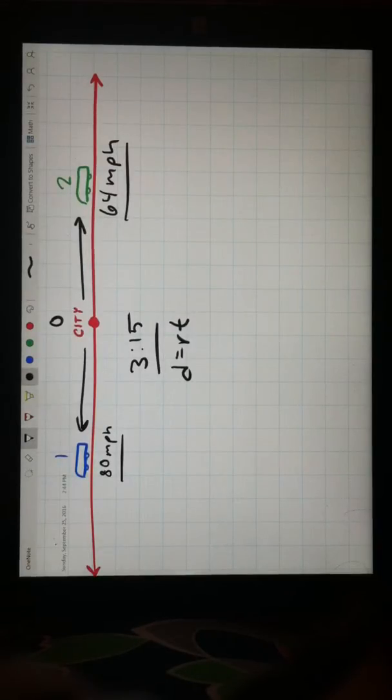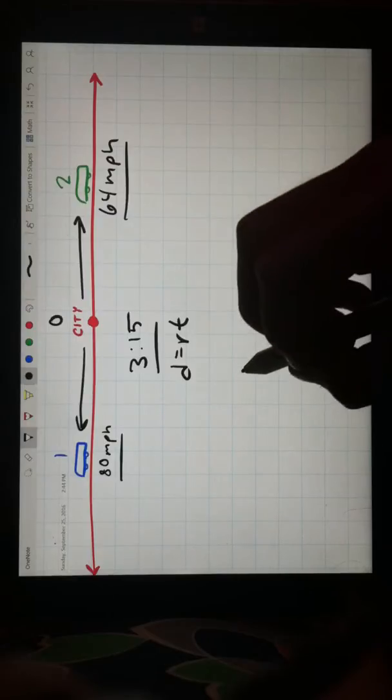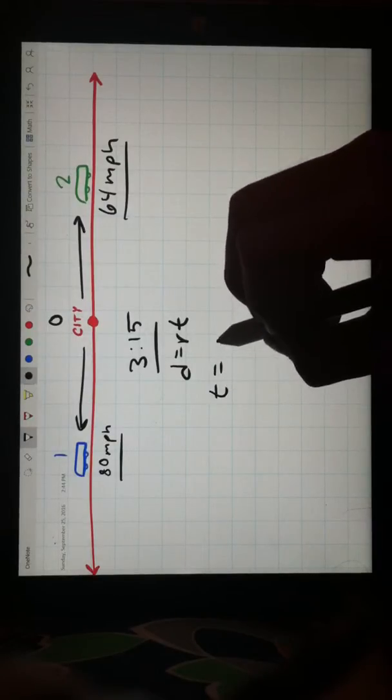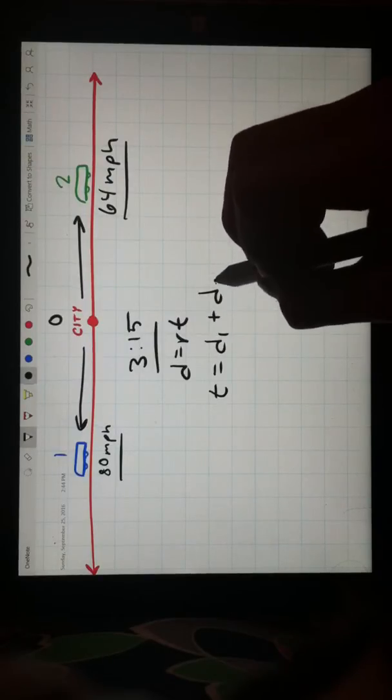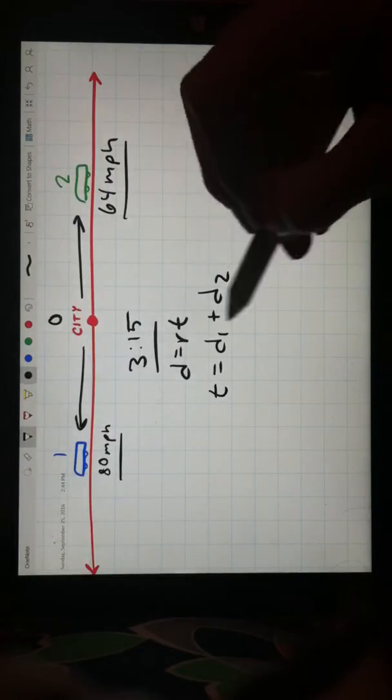and 15 minutes. Presuming both start at point 0, the city, the distance between the two trains will be the sum of both of their distances from the city. This equation can be represented as the distance between the two trains, t, equals the distance of train 1 from the city, plus the distance of train 2 from the city. So to find these distances, we will use the distance equals rate times time equation.